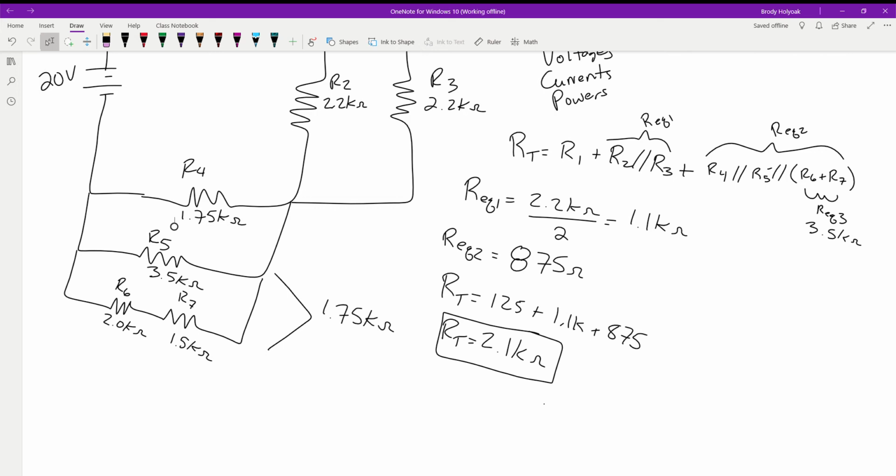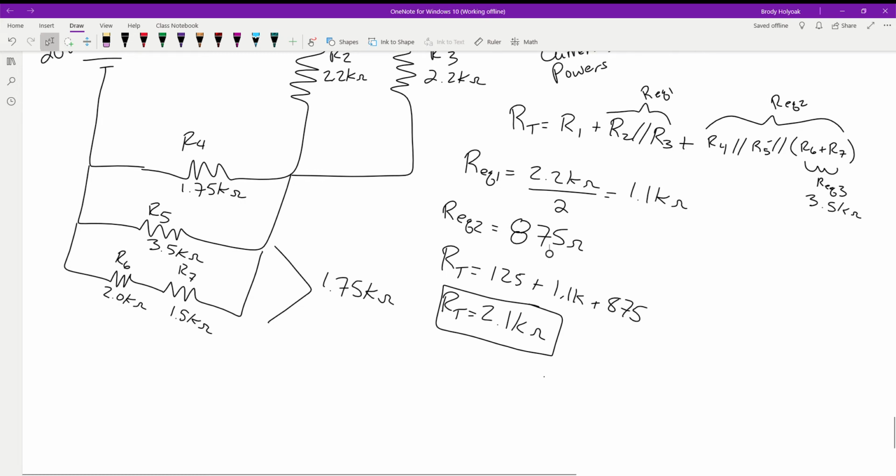Again, we can apply that rule where they have the same value, we divide by that number. And so that gives us the 875 for our second parallel branch. Then we just add everything together. So now we have a total of 2.1K ohms. Does that make sense now?